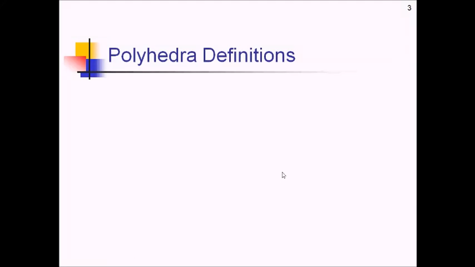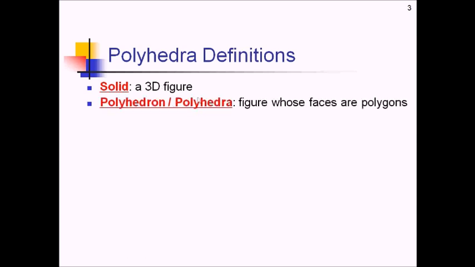Let's start with some important definitions. A solid is just any three-dimensional figure. Now, some of these are pointy and some of them are curved. The pointy ones are called polyhedra, or polyhedron singular. This is just any figure whose faces are polygons.